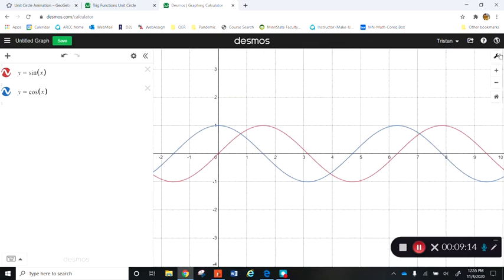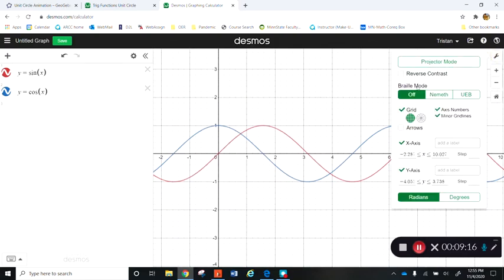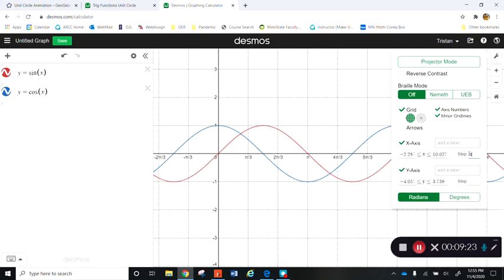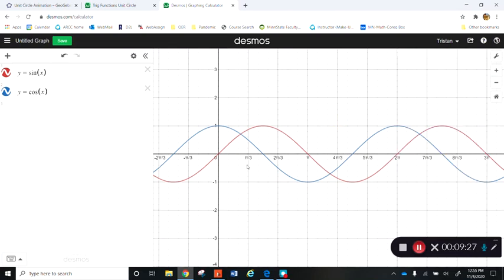If you go up to the graph settings here, by the way, you can change the step size for the axis labels. So if you type in pi right here, step pi, then it puts labels on the x-axis which are fractions and multiples of pi.